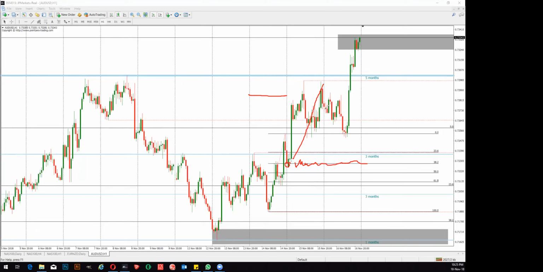Because we know that AUDUSD now, market structure is now what? Bullish. You see? So expect the 38% level or the 50% level to be touched during London Open, either tomorrow, Tuesday, or Wednesday. Expect that retracement to happen before market continues its uptrend.